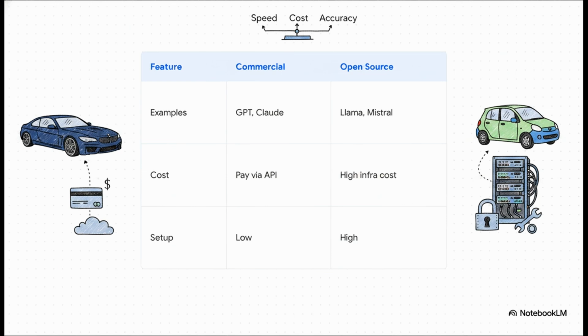Open source models like Llama, on the other hand, are totally free to access, but you've got to foot the bill for the heavy infrastructure cost to host them on your own custom servers. You constantly have to weigh those trade-offs between speed, costs, and accuracy for your specific use case.